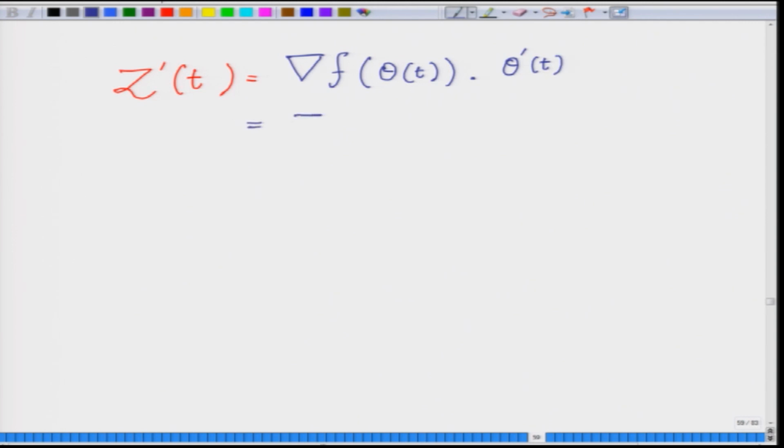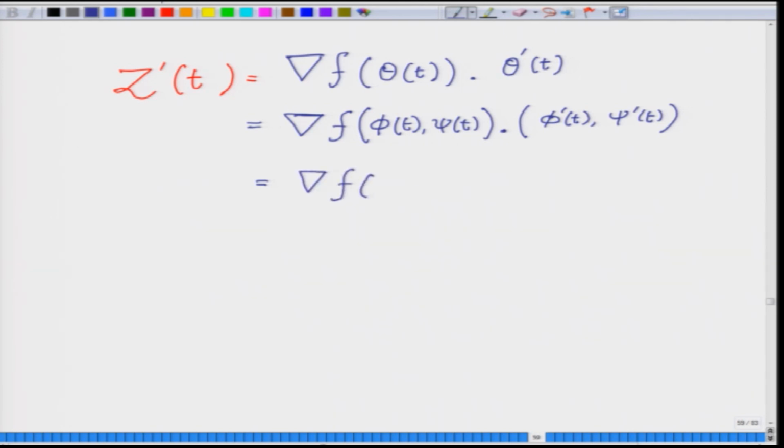So, I know that grad f of theta t can be written as phi t, psi t dot phi dash t and psi dash t. You can write dot also, t often refers to time, but in this case we are not mentioning it, so we are putting a dash instead of a dot. So, what is this? This is x and this is y. So, instead of multiplication I am using the dot product of the vectors, grad f x y dot phi dash t, psi dash t.